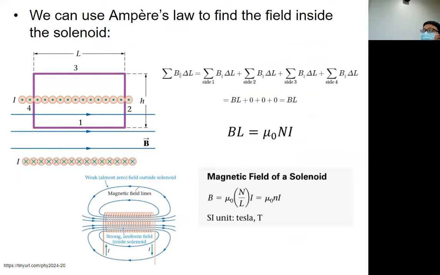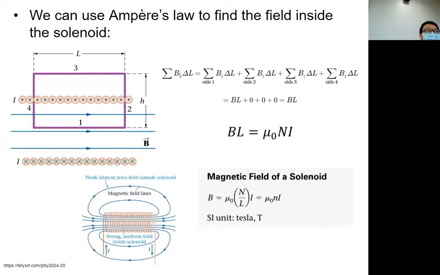Now you have a rectangular shape, so you have four sides. You add the four sides up to calculate B times the length, where B is parallel to the path. On side one, that would be the B field inside the solenoid times delta L. Side two would be the B parallel to the path times delta L. In this case, the B field is actually perpendicular to side two, so that would be equal to zero. In the parallel direction, the B field is zero.